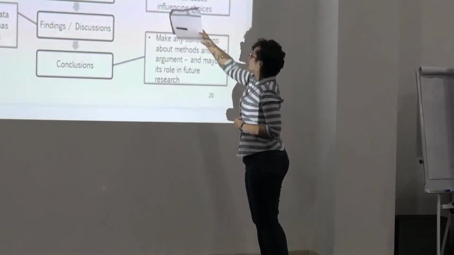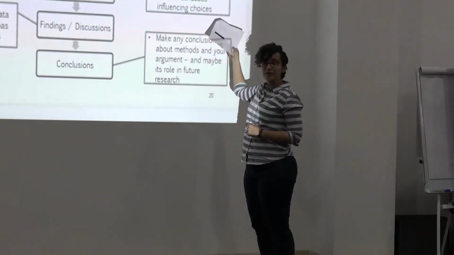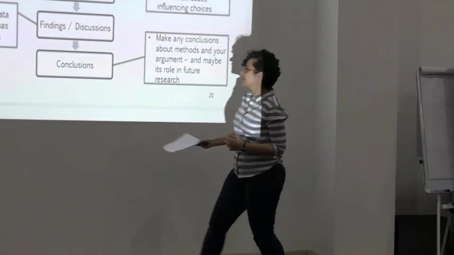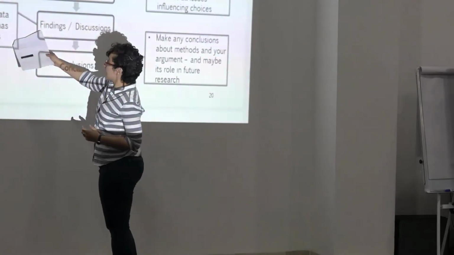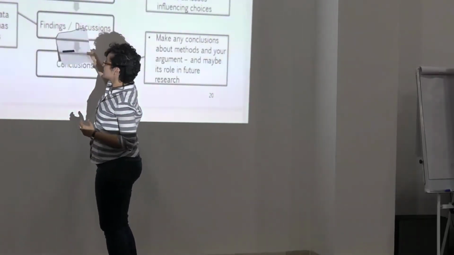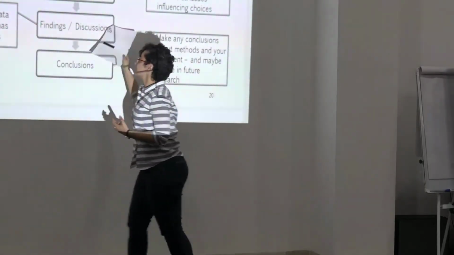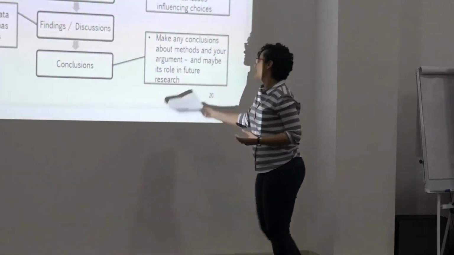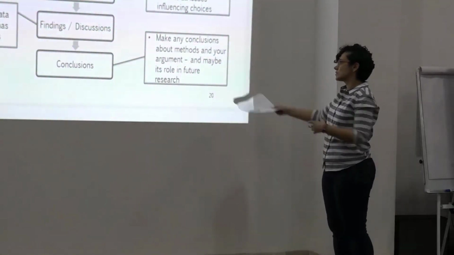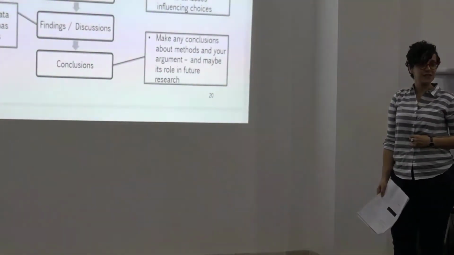And then discuss all the issues influencing your choices. Why did you make the choices you made? And then refer to how your data collection and analysis, so your methods, the analysis being key here, led you to these findings. And then finally, of course, any conclusions about the methods in your arguments and the role for future research need to be considered in your conclusions.